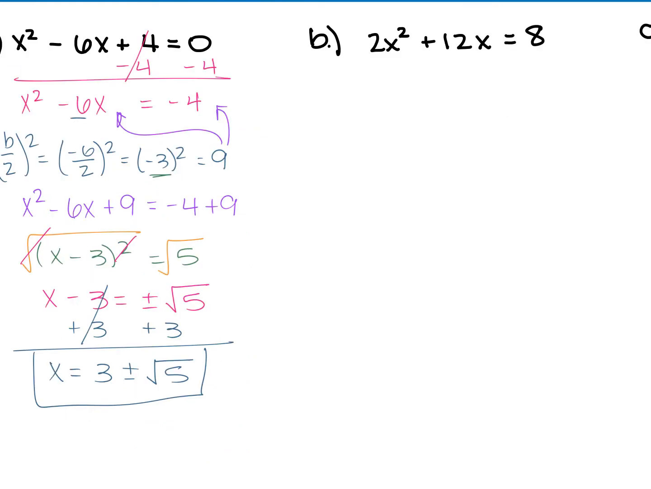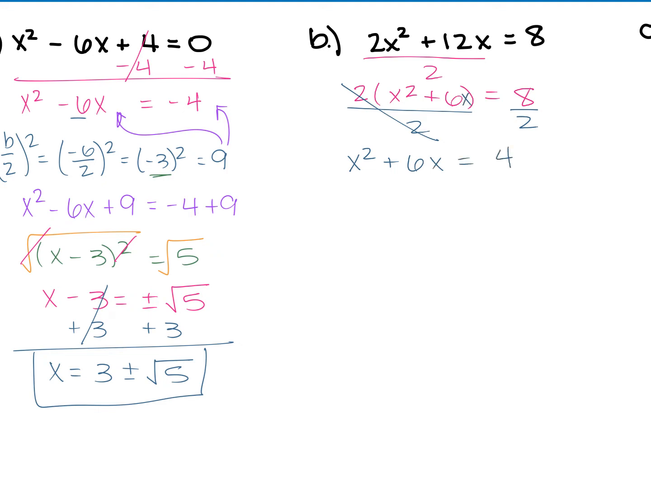For example B, you have 2x squared plus 12x is equal to 8. Every single term here is divisible by 2. So you're going to divide out a 2, or the greatest common factor, from the left side. So that's going to give you 2 times x squared plus 6x, this is supposed to have an x, is equal to 8. From here, we'll divide that 2 over, and we'll have x squared plus 6x is equal to 4. Your constant is on its own side.